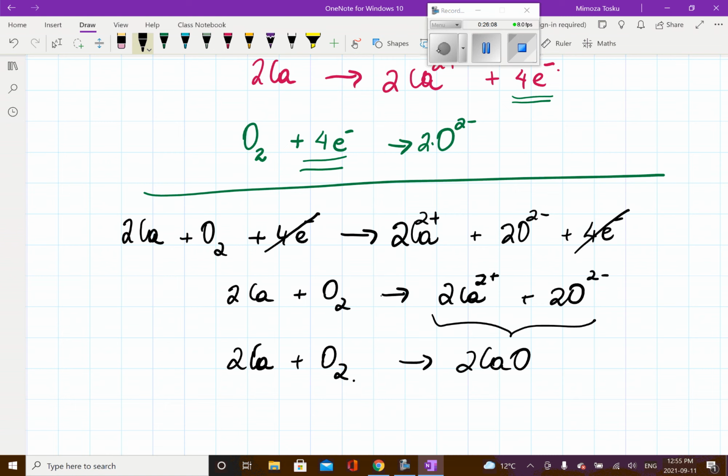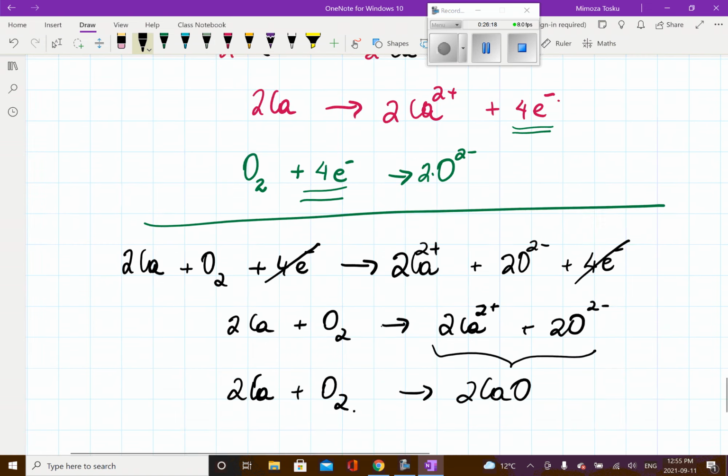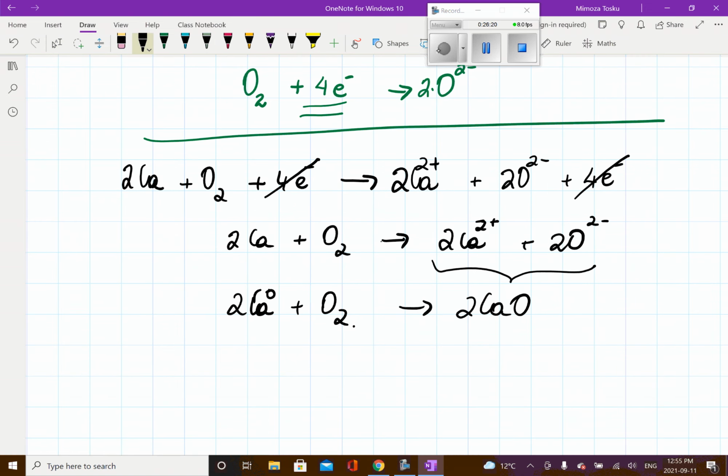So as you see here, calcium is giving up electrons, going from 0 to 2 plus, and oxygen is receiving electrons, going from 0 to 2 minus.